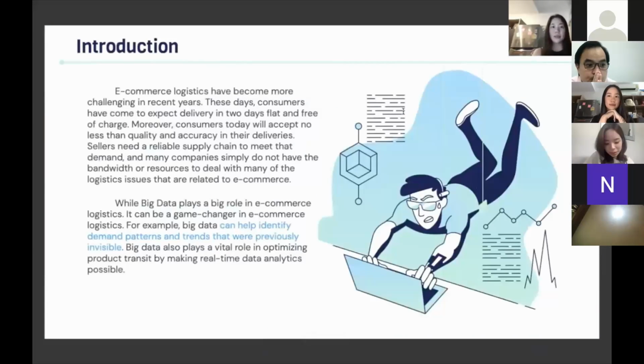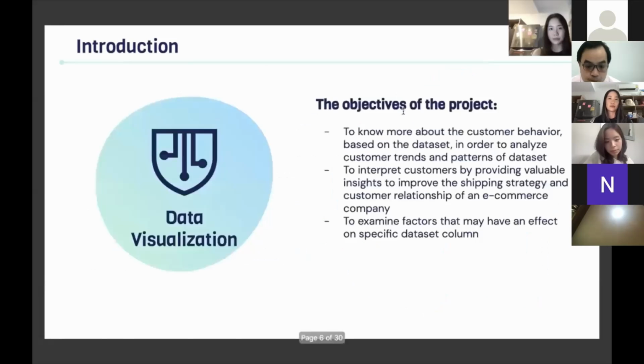Since e-commerce logistics have become more challenging in recent years, big data also plays a big role in e-commerce logistics. Big data can help identify demand patterns and trends that were previously invisible. And it also plays a vital role in optimizing product transit by making real-time data analytics possible.